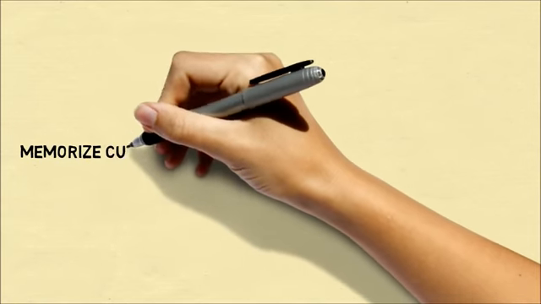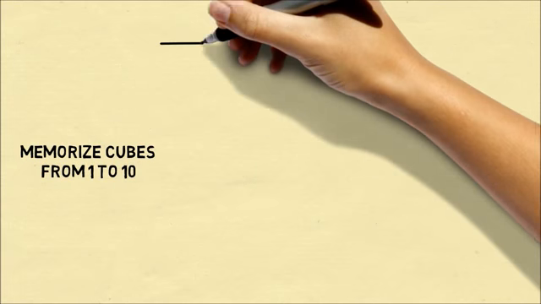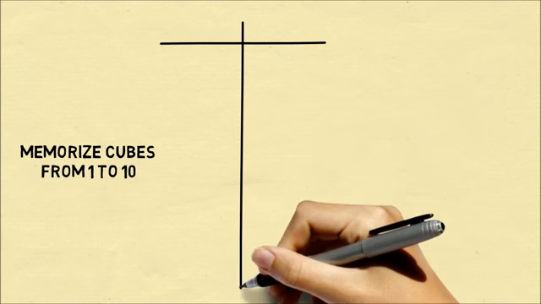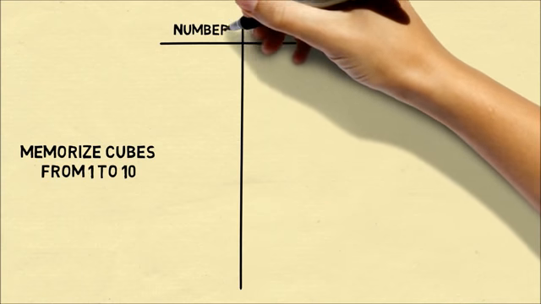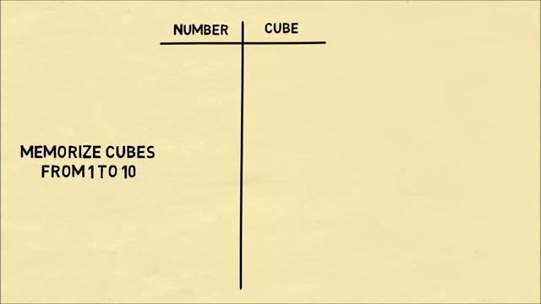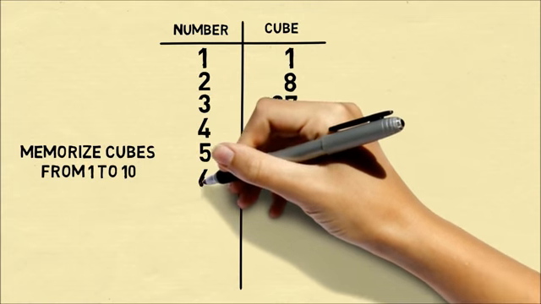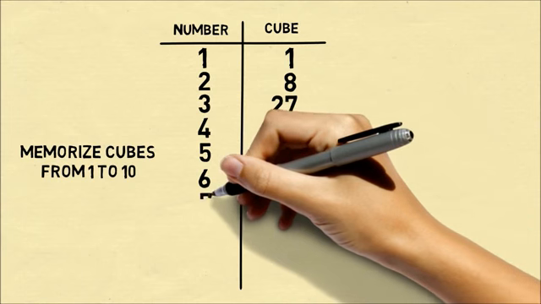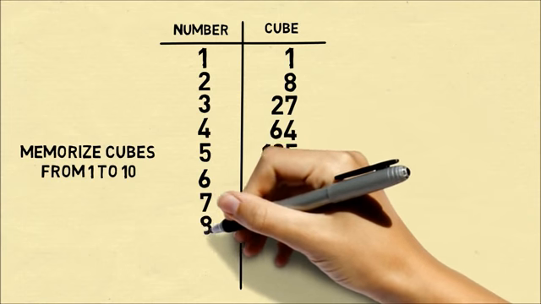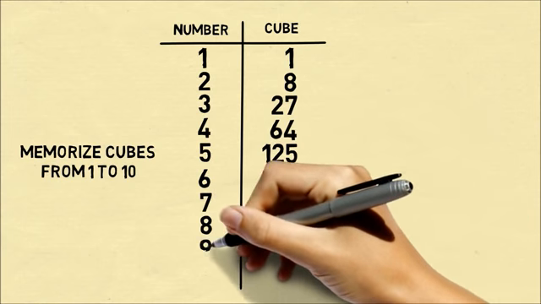So to do the trick, you first have to memorize the cubes of each number from 1 to 10. The cube of a number is the number multiplied by itself 3 times. So the cube of 1 is still 1, the cube of 2 is 8, the cube of 3 is 27, and I'm going to keep writing the cubes of each number. You may know some of these, otherwise to do this trick you'll have to memorize these 10 numbers.